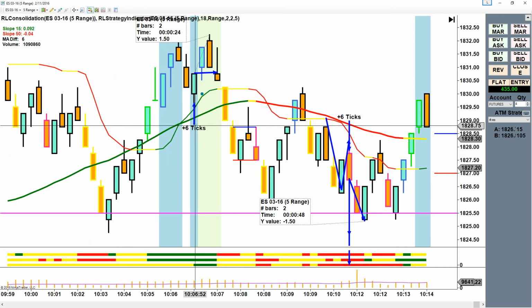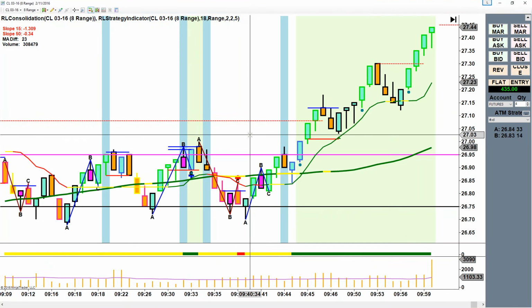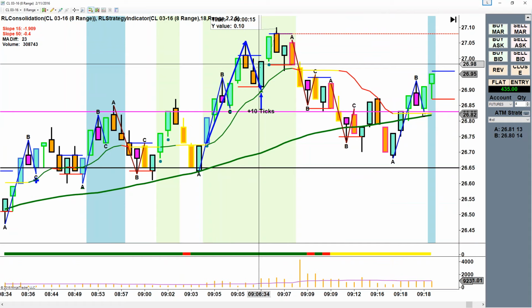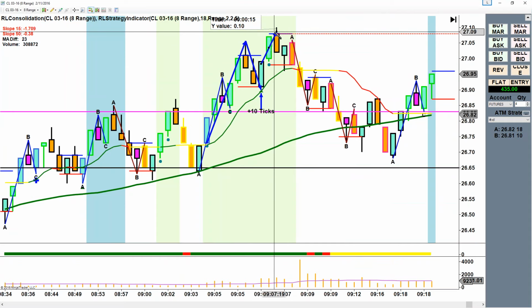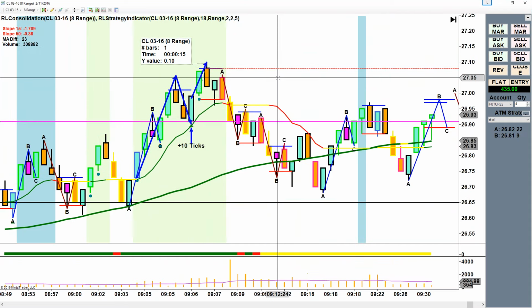And then on crude, you can see how messy crude is today. There was nothing in the morning. We got a beautiful retracement right here. Move up, the retracement, and then move up for 10. And then there was just really nothing.